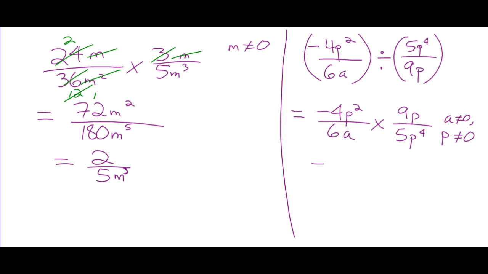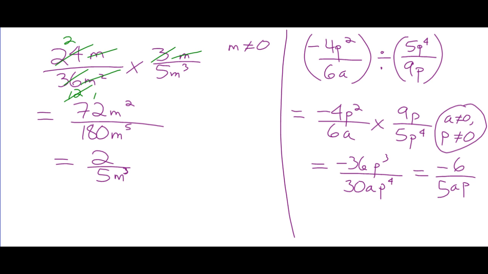Okay, and now we can multiply it out. So we've got negative 36p cubed over 30a p to the fourth. You want to reduce your fraction, negative 36 over 30. You can recognize 6 goes into both, and it's going to be negative 6 over 5, or you can use your calculator. I've got an a on the bottom, and a p on the bottom. That's p to the fourth over p cubed, so one more p on the bottom. Up top, negative 6, and a 5 down there. So negative 6 over 5ap. Again, with this restriction in place.